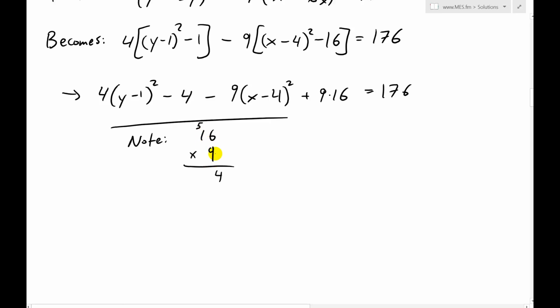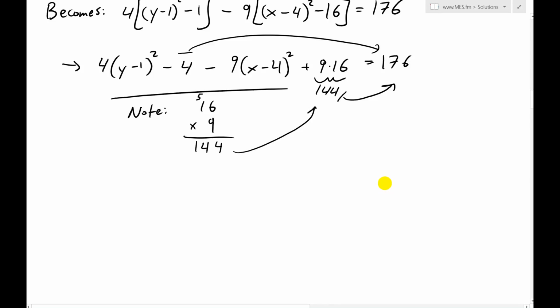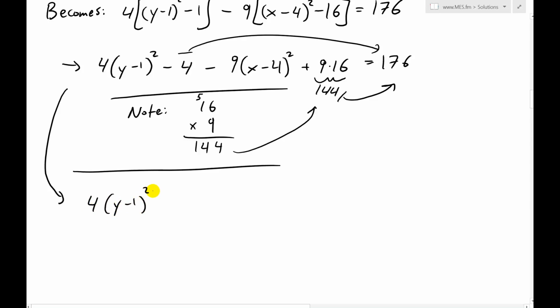9 times 1 is just 9, and then plus 5, so that's going to be 144. So then this one right here goes over there. This is 144. And now what I'm going to do is move this 4 all the way to this side, as well as this, move it over there. So then what we end up having is 4y minus 1 squared minus 9 times x minus 4 squared equals 176 minus 144, and this one's going to be plus 4 like that.